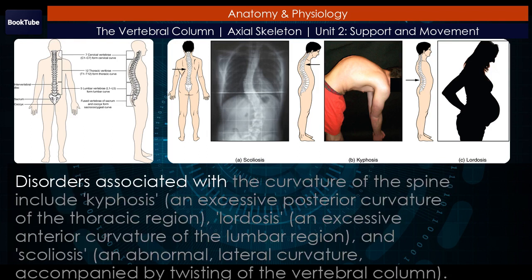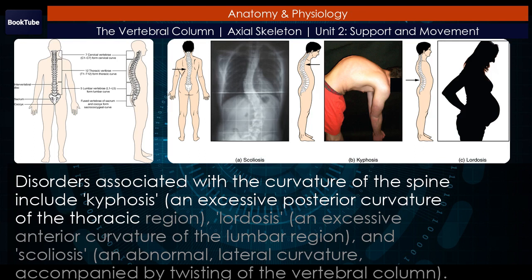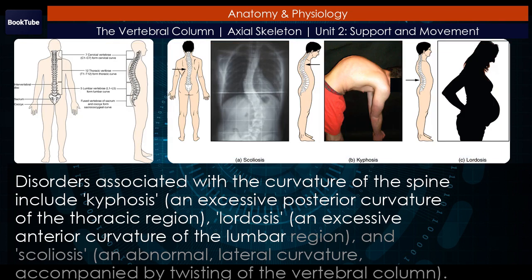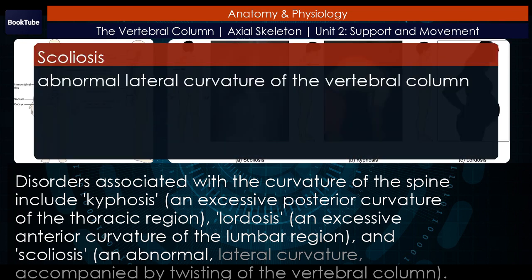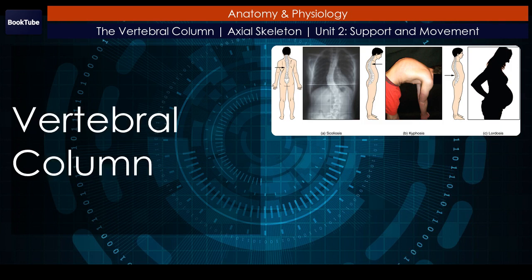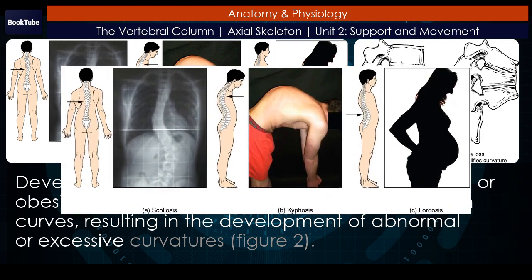Disorders associated with the curvature of the spine include kyphosis, an excessive posterior curvature of the thoracic region; lordosis, an excessive anterior curvature of the lumbar region; and scoliosis, an abnormal lateral curvature, accompanied by twisting of the vertebral column. Disorders of the vertebral column, developmental anomalies, pathological changes, or obesity can enhance the normal vertebral column curves, resulting in the development of abnormal or excessive curvatures.